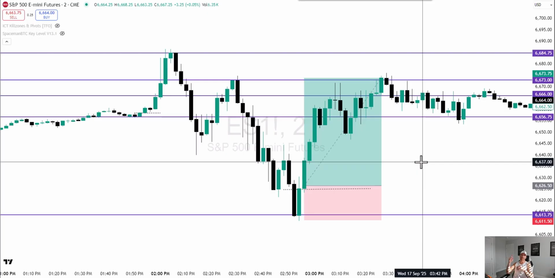We want to see displacement away from the level, a body close, and that triggers our entry. For a bounce buy setup, we want to see price trade into a level.